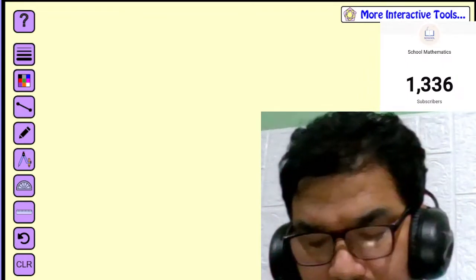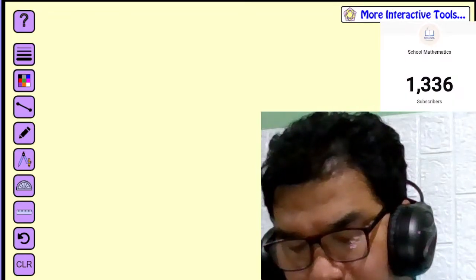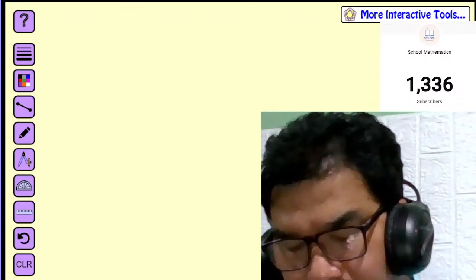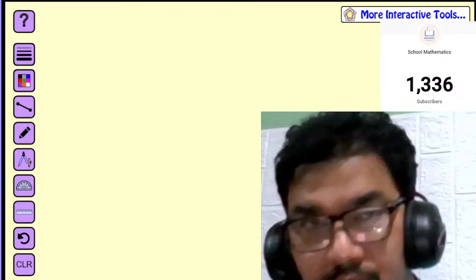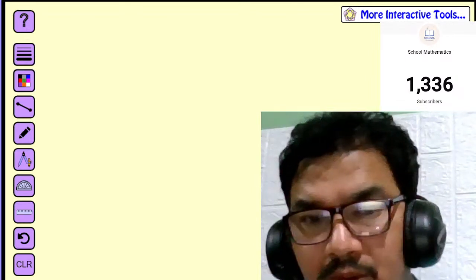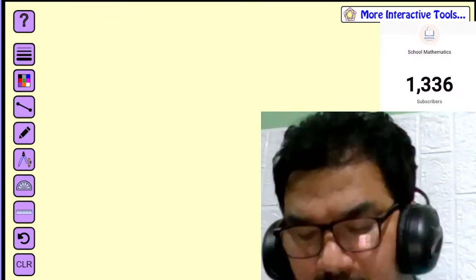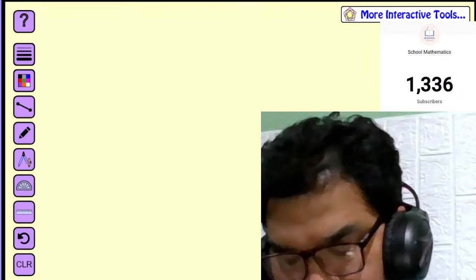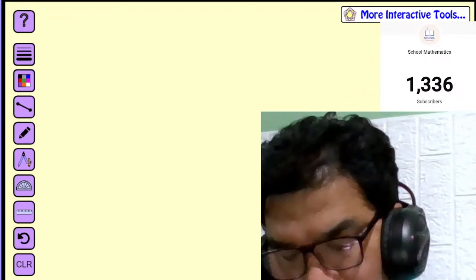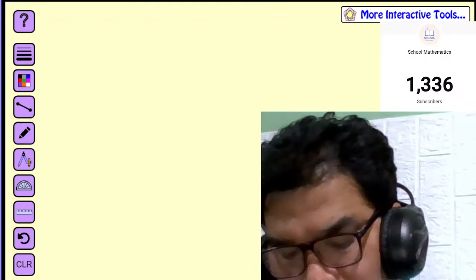As I have already displayed today's class, okay. And today I'm going to teach, okay, here I'm going to explain about the first step of factorization in algebra. How to factorize, that I'm going to show in today's class.